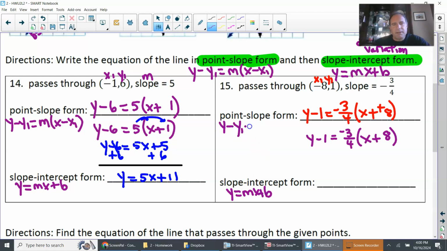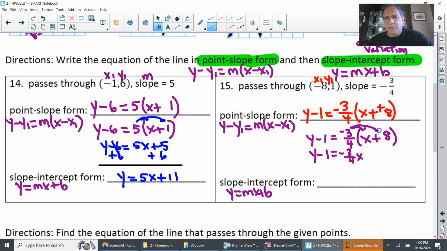Point slope form is y minus y1 equals m times x minus x1. So here we go. Distributive property. Negative 3 over 4 times x is negative 3 over 4x.